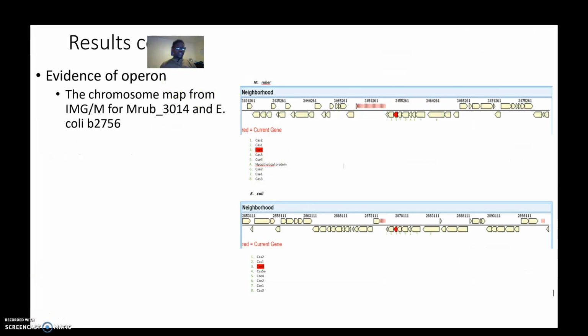Next, we know that the CRISPR-Cas system in E. coli contains an operon system. We weren't sure if M. ruber does as well. So these are evidence indicating that M. ruber does have an operon system.